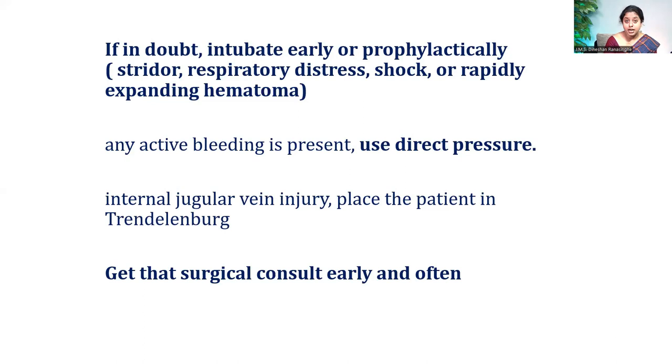But if there's any active bleeding, you should use direct pressure, not clamping. We are not advising clamping anymore. So use direct pressure with gauze and control the bleeding. If you find that this patient may have an internal jugular vein injury, then place the patient in a Trendelenburg position to prevent air embolism. So the most important thing is early surgical consultation.